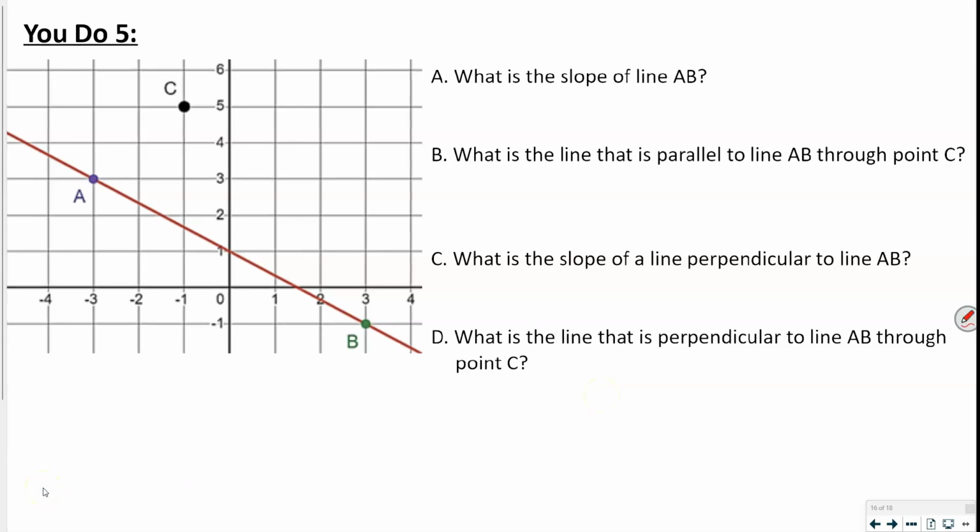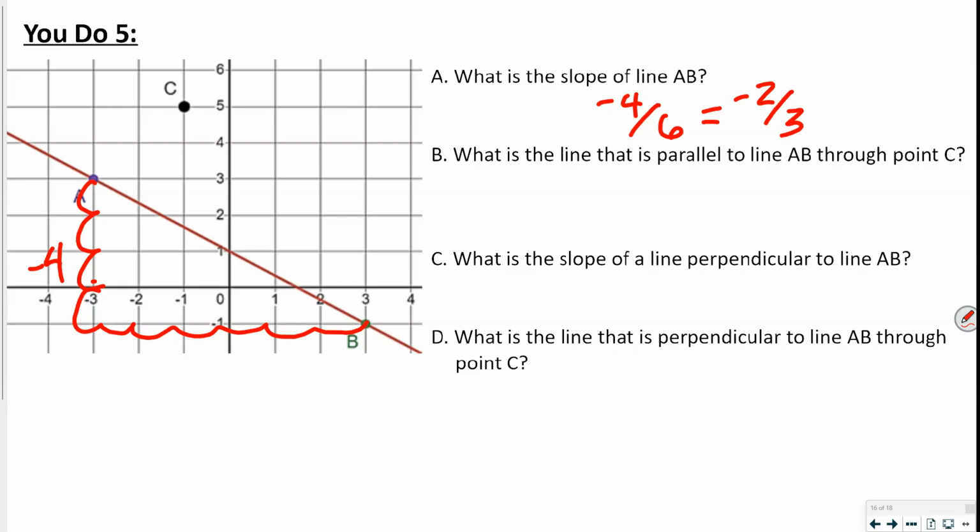Okay, so here's the last one, slope of AB. So we're going down 1, 2, 3, 4, -4. That's -4 over 1, 2, 3, 4, 5, 6. Okay, remember, we got to reduce this. So this is going to be -2 over 3. You can do that in your calculator. I can show you how.